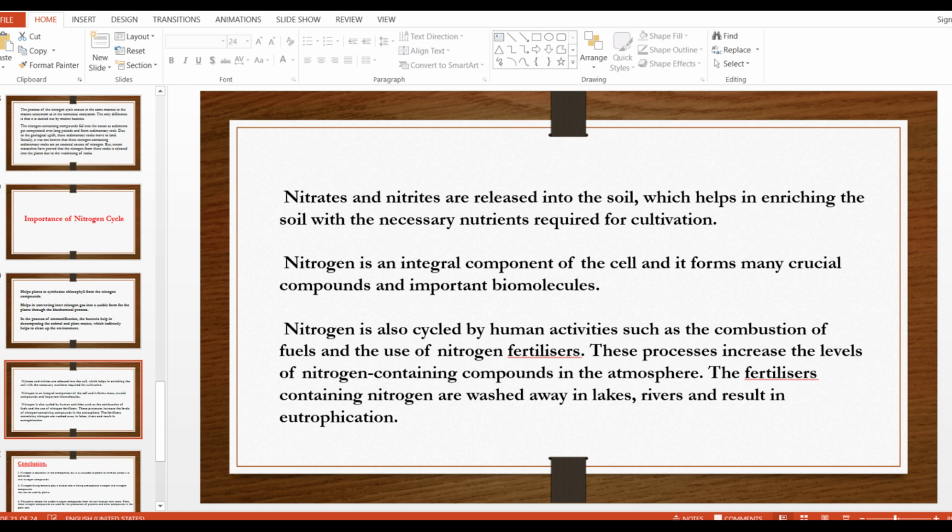6. Nitrogen is also cycled by human activities such as the combustion of fuels and the use of nitrogen fertilizers. These processes increase the levels of nitrogen-containing compounds in the atmosphere. The fertilizers containing nitrogen are washed away into lakes and rivers, and result in eutrophication.